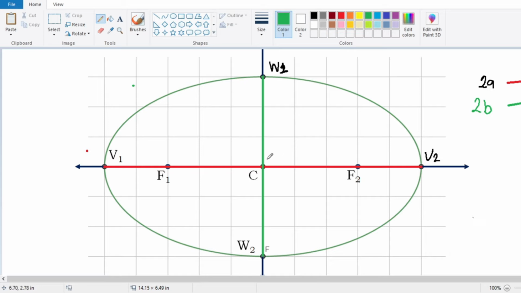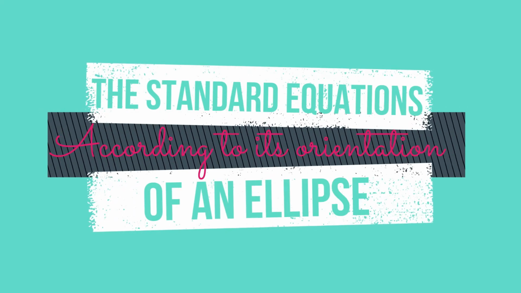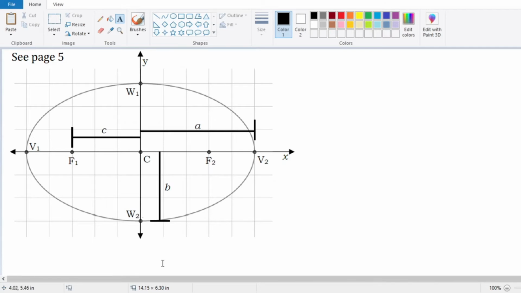Right? And then, from the center up to the focus, that one now is your C. So, the focus up to the center is your C. Kaya, from focus to focus, gamit tayo ng ibang kulay. From focus to focus, this distance now is 2C. Right? You can see page 5 already of your module. You have the distances available to you.